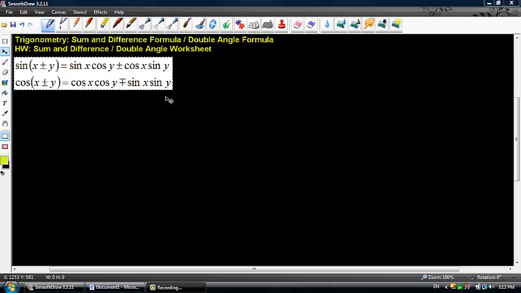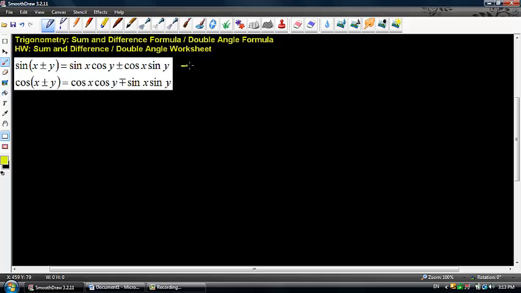Alright, this lecture deals with the sum and difference formula of trigonometry. And the way it works is if I have two angles that are being added together, say sine of x plus or minus y, or two angles that are being subtracted from each other, it would equal sine of the x angle times cosine of the y angle plus or minus cosine of x sine of y.